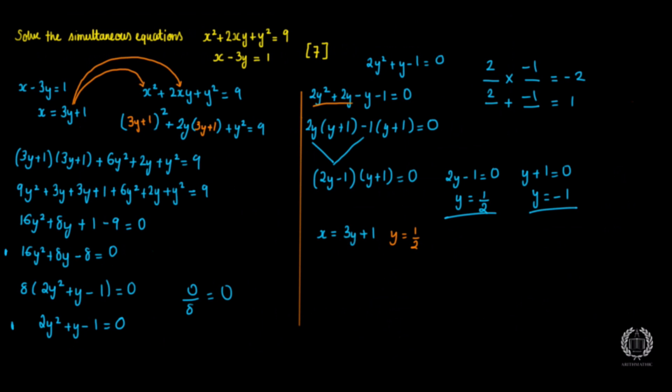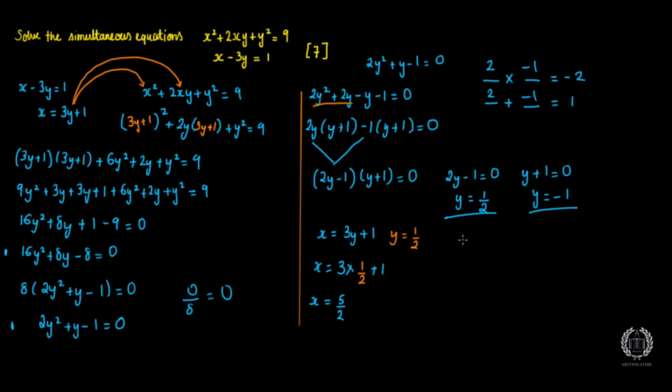So when my y value is half, that means x is equal to 3 times my y value, which is half, plus 1. So you're doing 3 times half plus 1. 3 times half is 3 over 2, plus 1 is 5 over 2. So my x value is going to be 5 over 2. And you can double check this as well, okay?